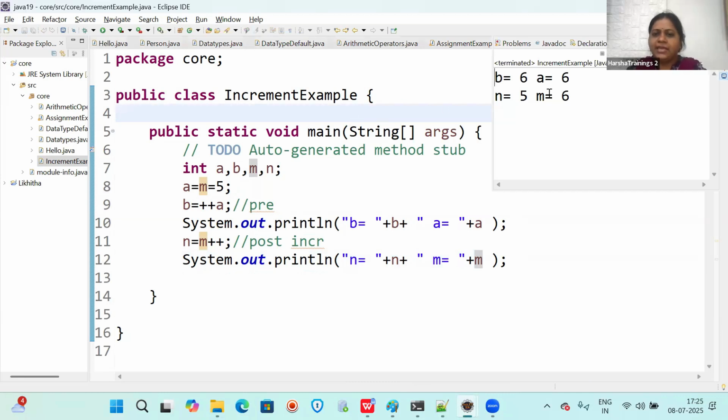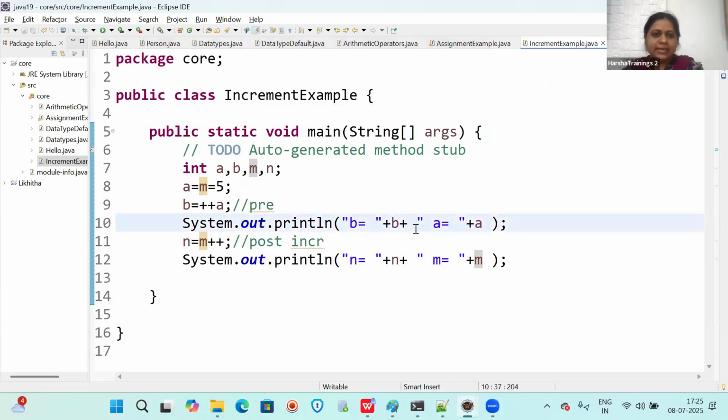Okay, in the pre-increment, both the values are incremented, but in the post-increment, first the value is used. M value is 5, that is copied to N, and later it is incremented and stored in M. Clear? Is it clear, everyone? Online students?